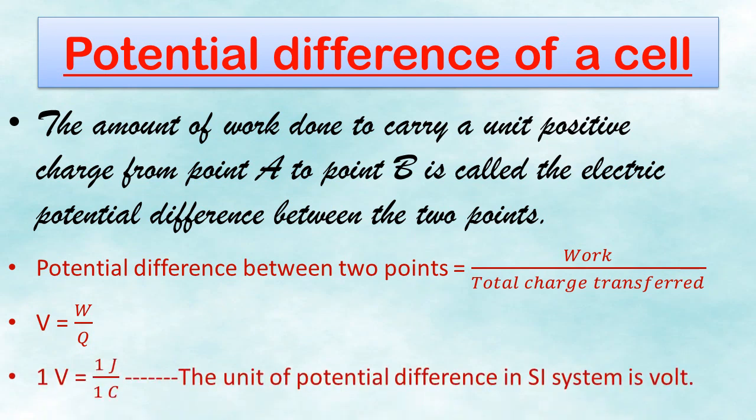And in terms of unit, if the unit of V, potential difference, is taken as 1 unit, then it equals 1 joule upon 1 coulomb. The charge is measured in coulomb, and work done in joule. So 1 volt, 1 V, equals 1 joule upon 1 coulomb, and the SI unit of potential difference is volt. Potential difference unit is volt, for work done it is joule, and for charge it is coulomb.